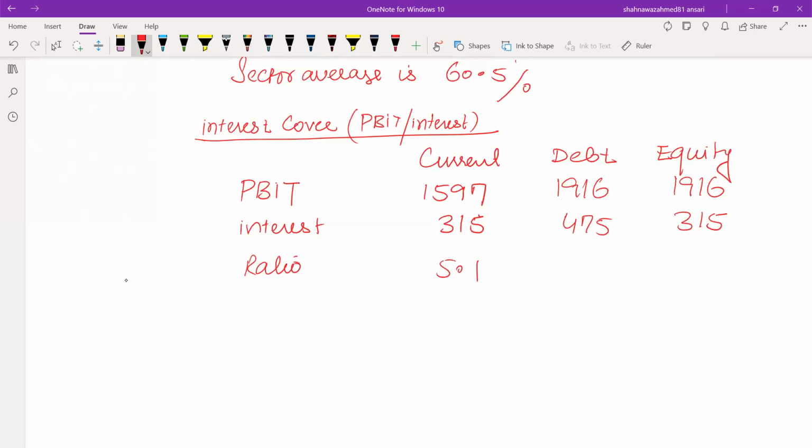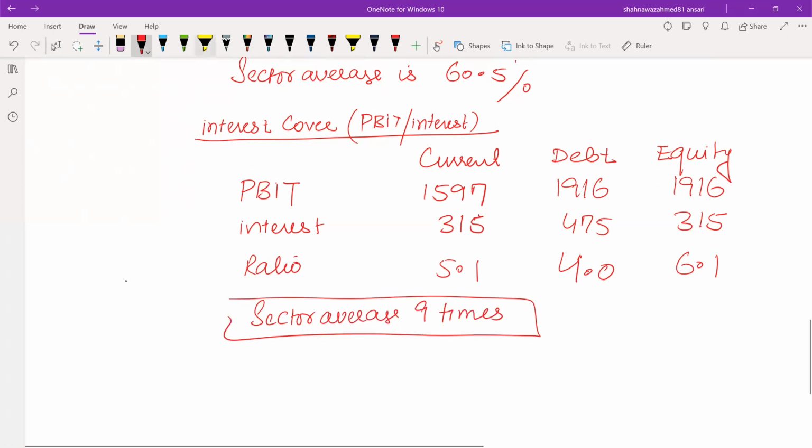So the ratio is PBIT over interest. It's 5.1. In case of equity financing, it's 6.1. In case of debt financing, it is 4. And we have sector average 9 times. So in all cases, our current ratio is less than 9 times. In case of equity financing, it is a bit improved. In case of debt financing, it's very low. So interest coverage ratio suggests that if you go for debt financing, it is not good from the industry's point of view.